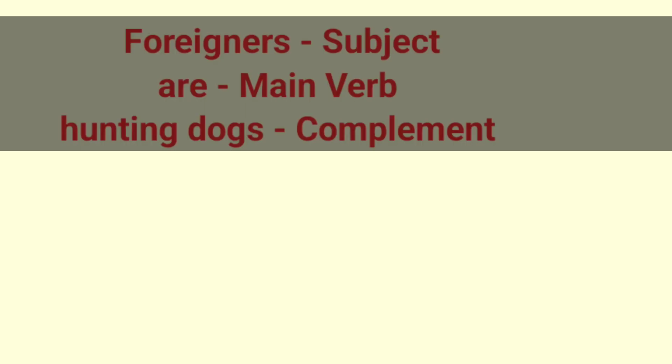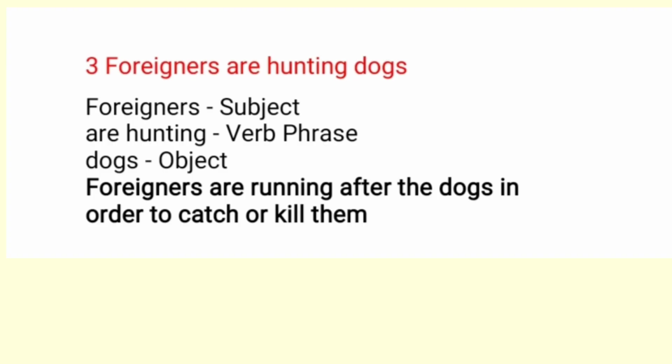Look at another structure. Foreigners is again the subject here. Are is the auxiliary verb functioning as the main verb, and hunting dogs is the subject complement in this sentence. So, the meaning becomes foreigners are the dogs that hunt. And if you together want to see the two meanings communicated by this sentence, they are foreigners are running after the dogs in order to catch or kill them, and foreigners are the dogs that hunt.